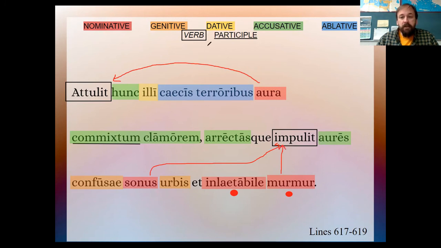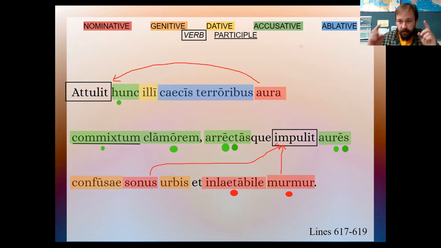And then I have a lot of accusatives. Well, hunc and commixtum and clamorum. All 3 of those go together. They're all singular, they're all masculine, this mixed up noise. And rectas and aures, they'll go together because they're plural and feminine. And then obviously caecis terroribus go together. And confusae urbis go together. So it looks like a mess, to be completely honest with you.